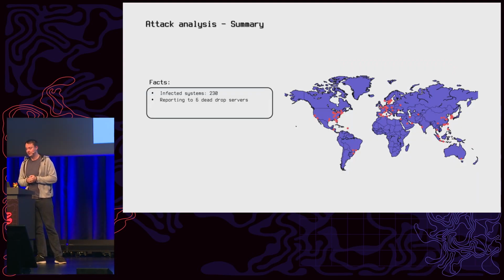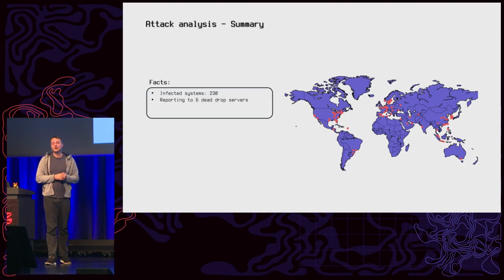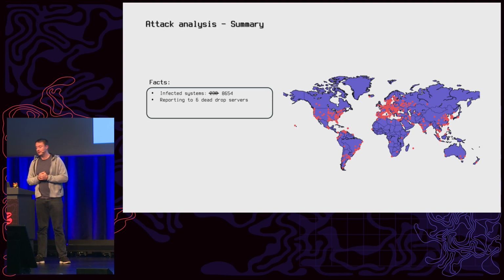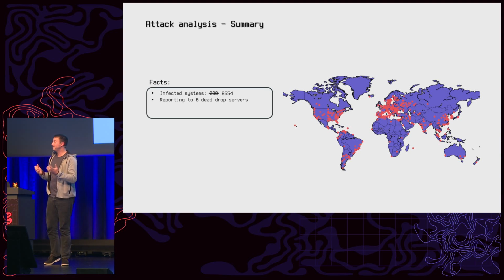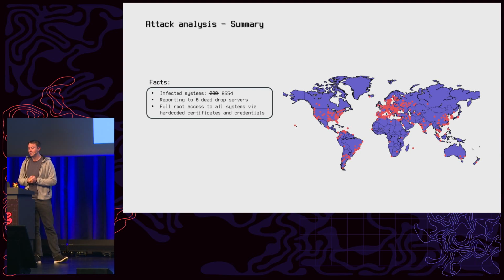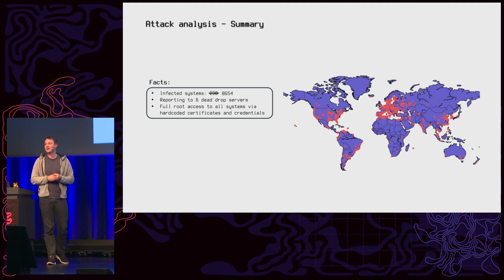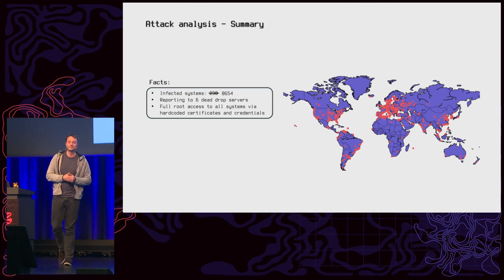Now, let's summarize this. Originally, we had 230 systems that my sensor network found. Well, you remember the dead drops? Poking around a little bit on those, it turns out this botnet was 8,654 different networks, different devices. So definitely significantly larger than I thought before. All of these were reporting to these 6 dead drop servers. And as stated before, I had full root access to all of the systems because they had hard-coded credentials. So I have full control of this botnet.